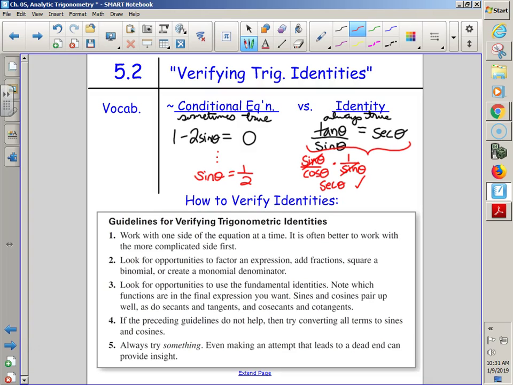Is that true? How much of the time? All the time. Oh, so even if it's tangent of 30 degrees over sine of 30 degrees, it's secant of 30 degrees? Yeah. How about 45? How about 57? How about 239? Tangent of an angle over sine of the same angle will always be secant of the angle. Oh.